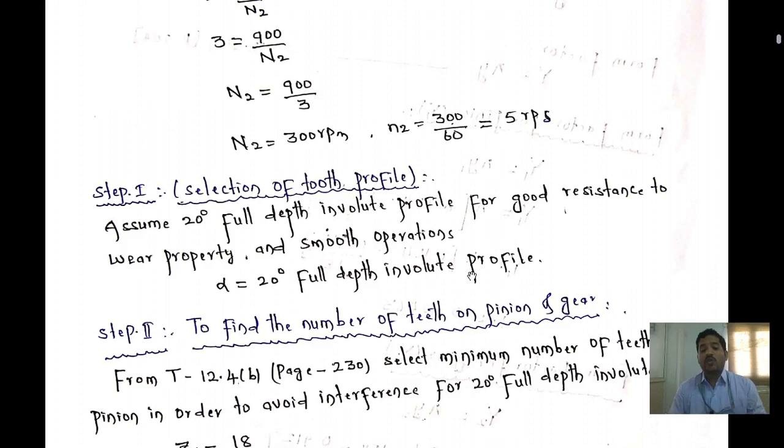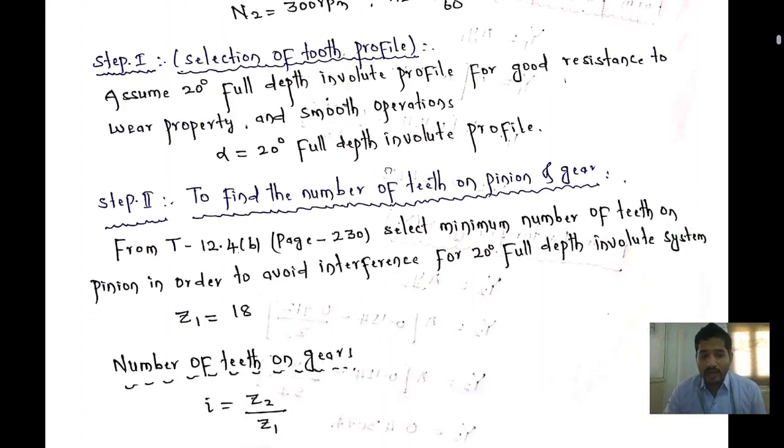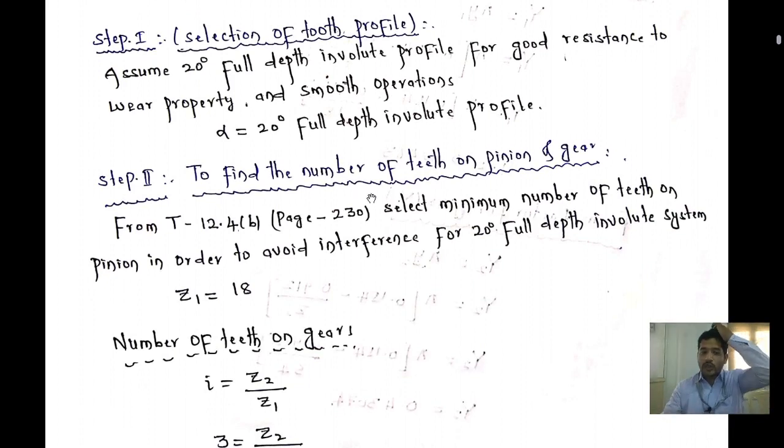After that, we need to find out the number of teeth on the pinion as well as on the gear. This means we need to find out how many teeth are mounted on the pinion and how many teeth are mounted on the gear. For that reason we need to find out the values of Z1 and Z2. If you want to find out the values of Z1 and Z2, first of all you need to refer to table number 12.4b from the design data handbook by Mahadevan, page number 230.